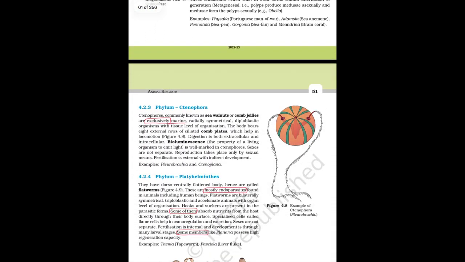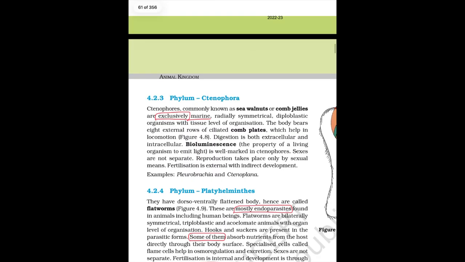Now the term here in the Ctenophora phylum: exclusively. What does it mean? It means 100%. Exclusively means 100%. You can stamp on it. It is a 100% fixed condition, a fixed character.